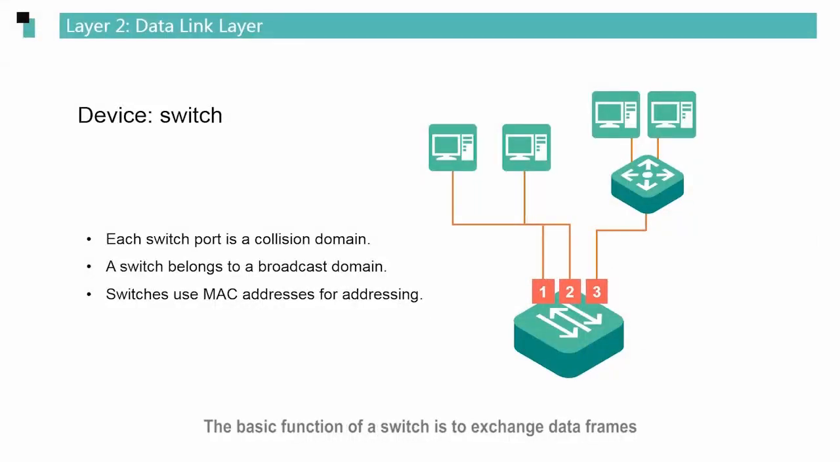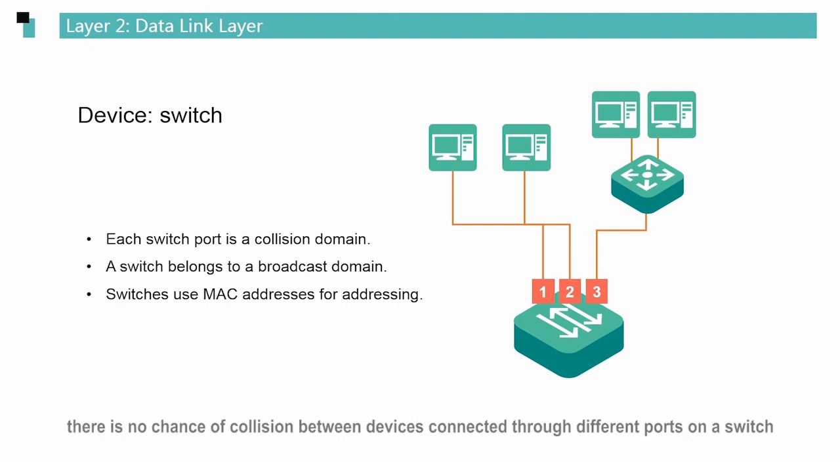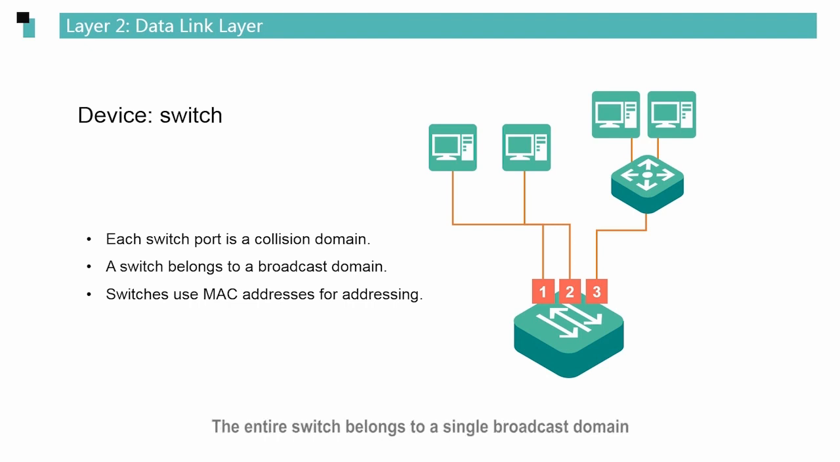The basic function of a switch is to exchange data frames. Each port on the switch acts as a single collision domain. Therefore, there is no chance of a collision between devices connected through different ports on the switch. The entire switch belongs to a single broadcast domain. When a single device connected to the switch broadcasts a frame, devices connected to any port on the switch can receive it.